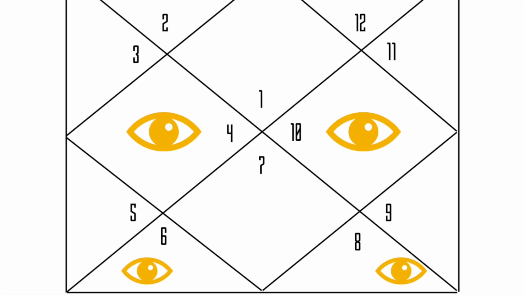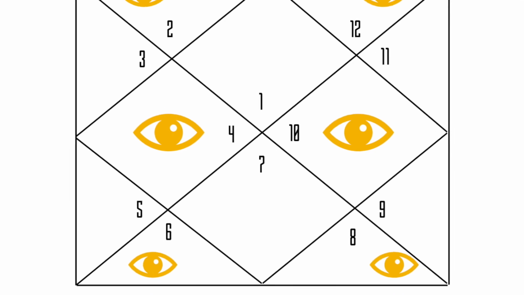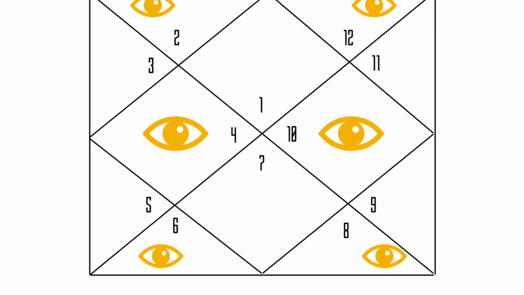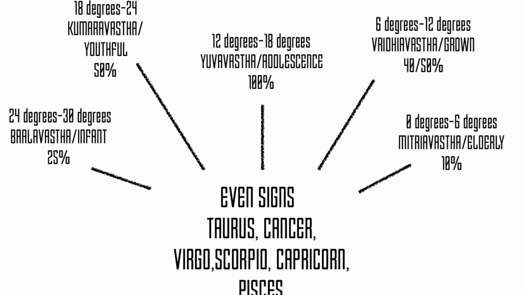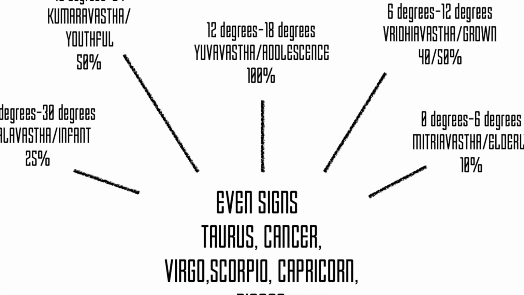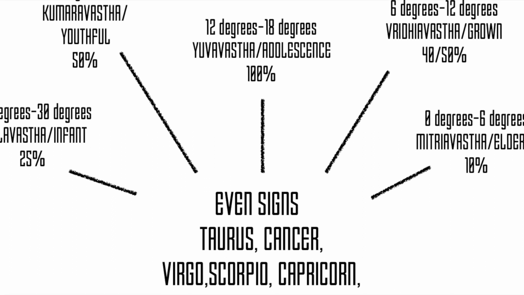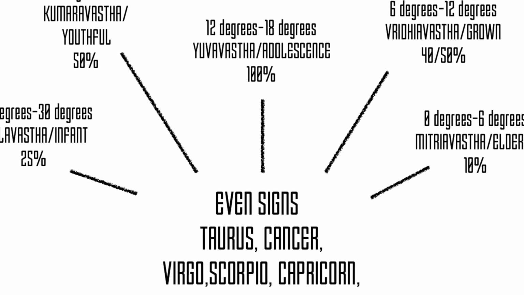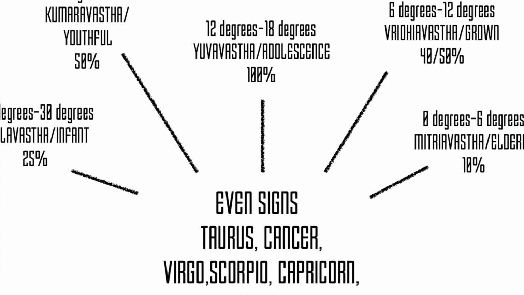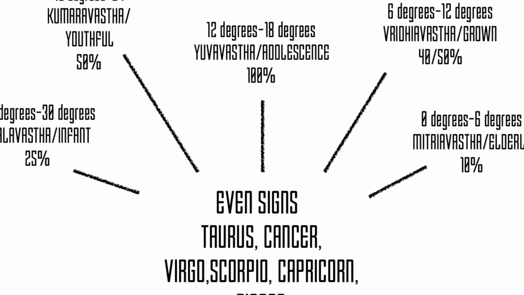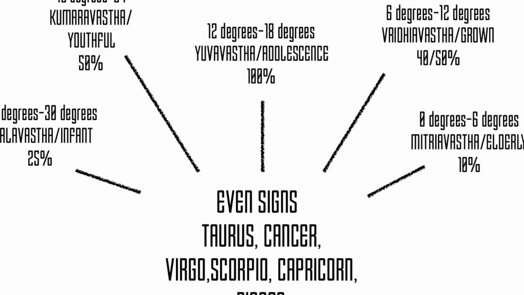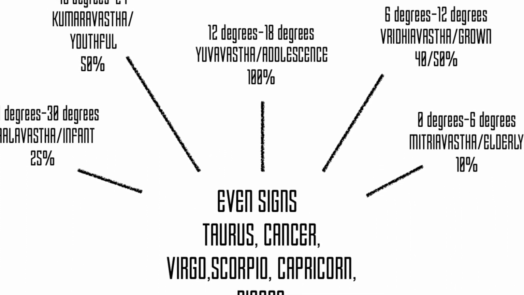For the even signs, Taurus, Cancer, Virgo, Scorpio, Capricorn, and Pisces, the sequence of the 5 main Avastha would be reversed. So the Bal Avastha, the infant state, would be from 24 degrees to 30 degrees. The Kumar, the youthful state, would be from 18 degrees to 24 degrees.